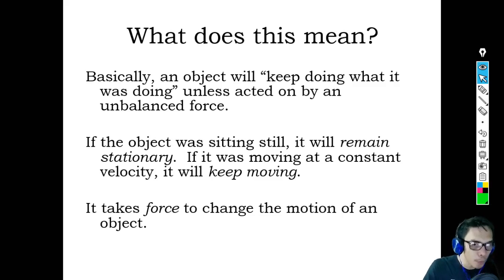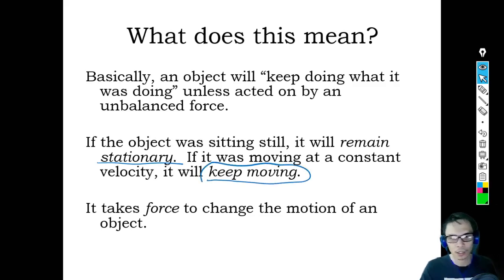If the object is sitting still, if it is stationary, it will remain stationary. If the object is moving, it will remain in motion, unless there is an outside force that interacts with the object, that will make it move if it is stationary, or change its direction if it is moving.